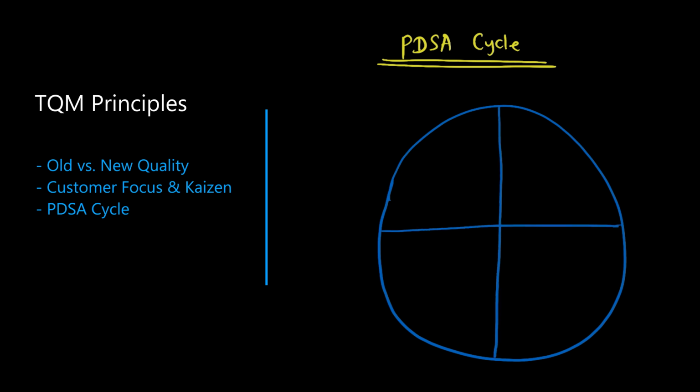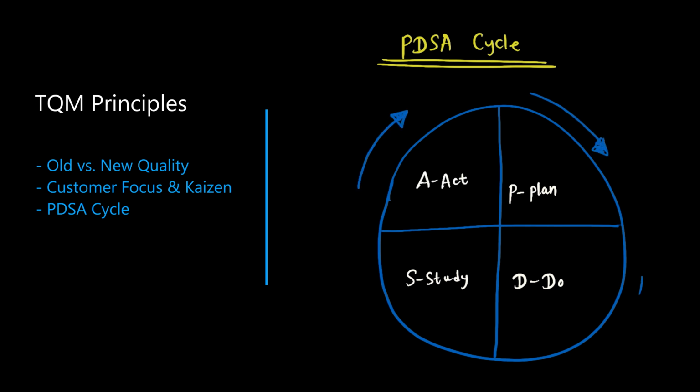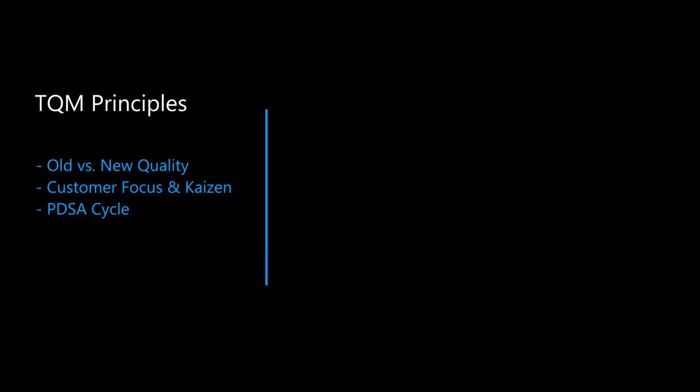Let's use a non-business example. Say you want to improve your study habits for this exam. You plan to study for 30 minutes every day. You do it for 1 week. You study the results. Did your practice quiz scores improve? If yes, you act to make this a permanent part of your routine. If not, you go back to the planning stage and try something new. This creates a cycle of constant learning and improvement.